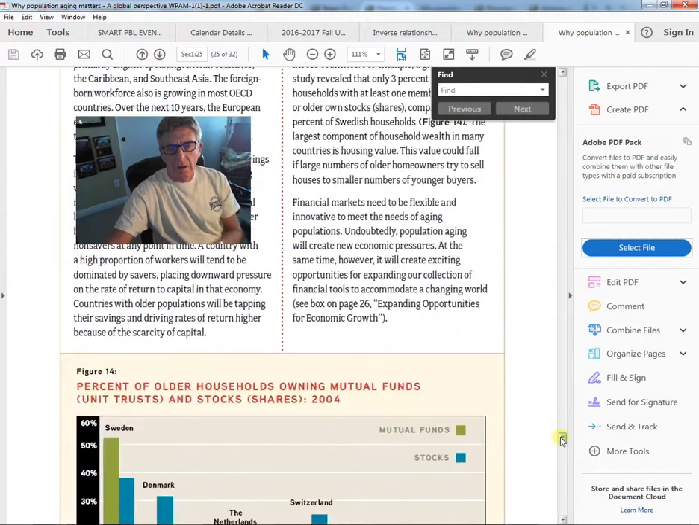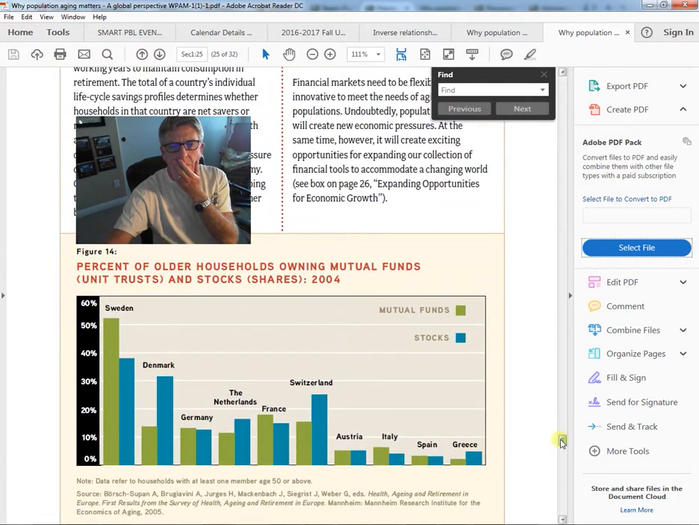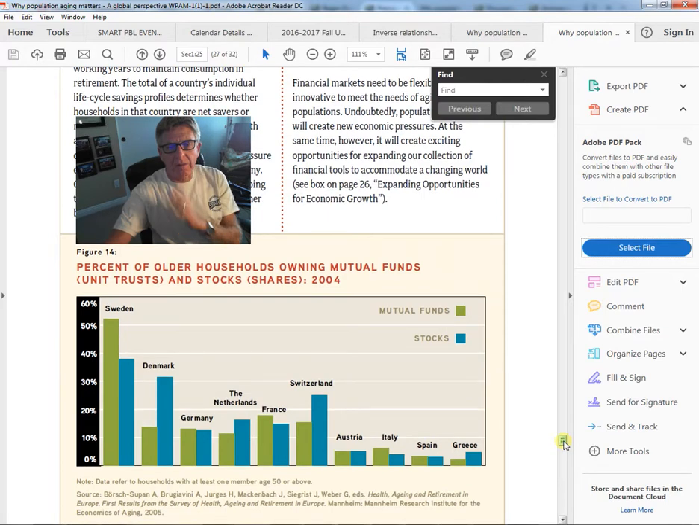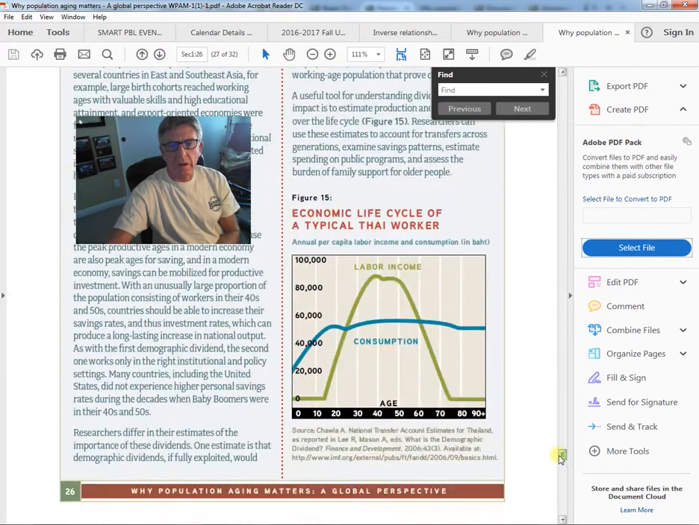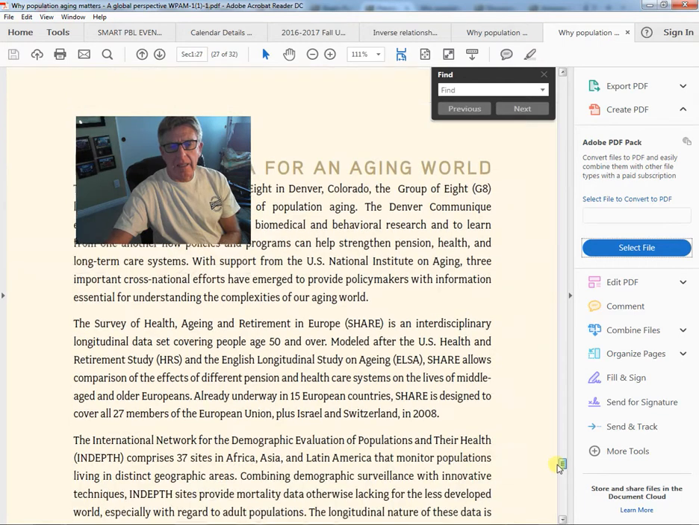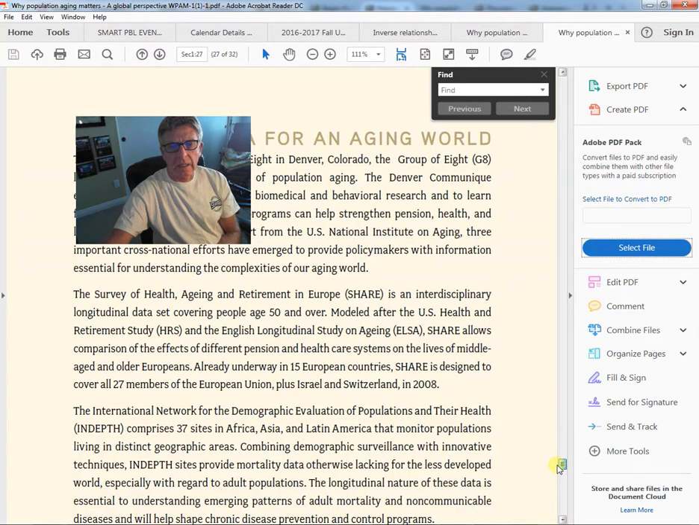This is kind of a quick view of the concept of saving and mutual funds, and that's what this is all about. And then here's the end note.